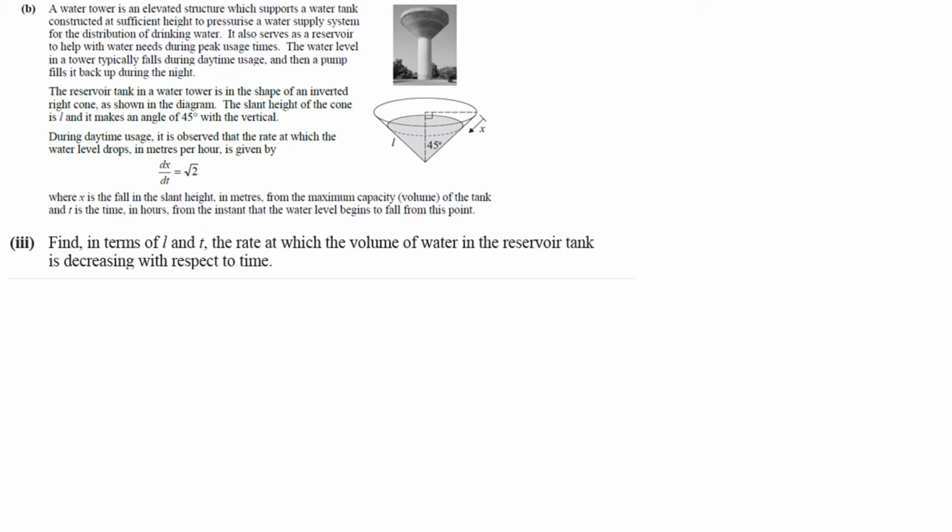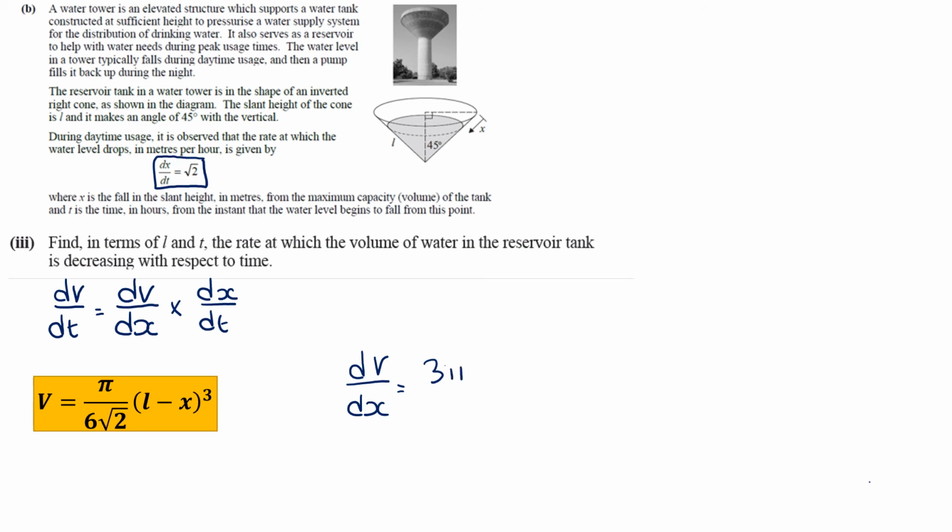So part 3 then says, find in terms of L and t the rate at which the volume in the reservoir tank is decreasing with respect to time. So the rate at which the volume, so that is dV/dt. Now, we have been working with V, but there's no t in it. There's an x, so I can work out dV/dx. But in order to then get dV/dt, I'd have to multiply this by dx/dt, which luckily we have been given here in the question.